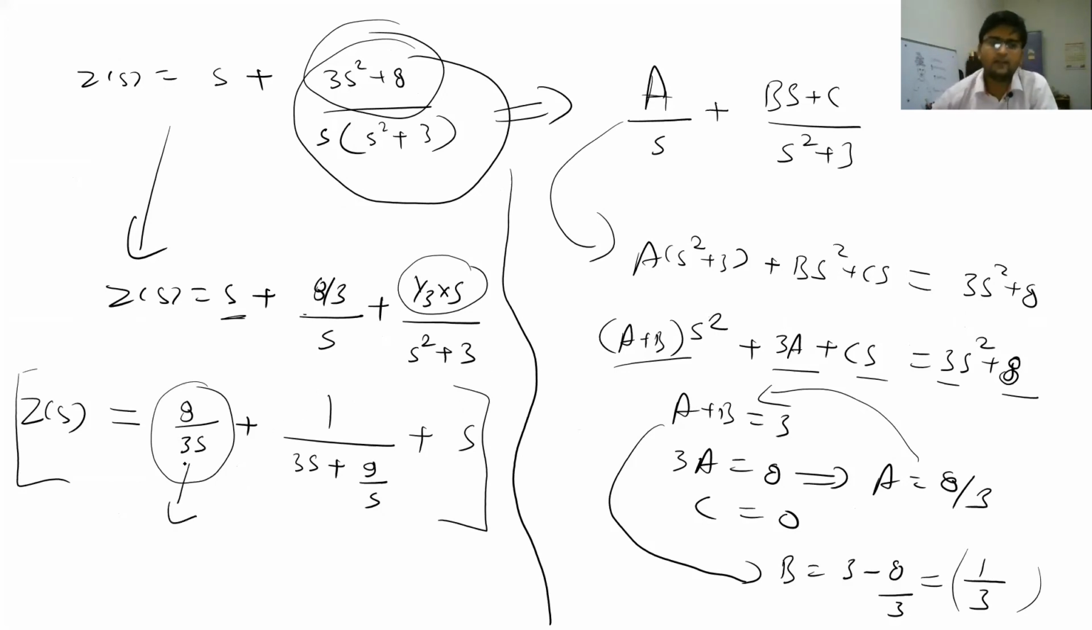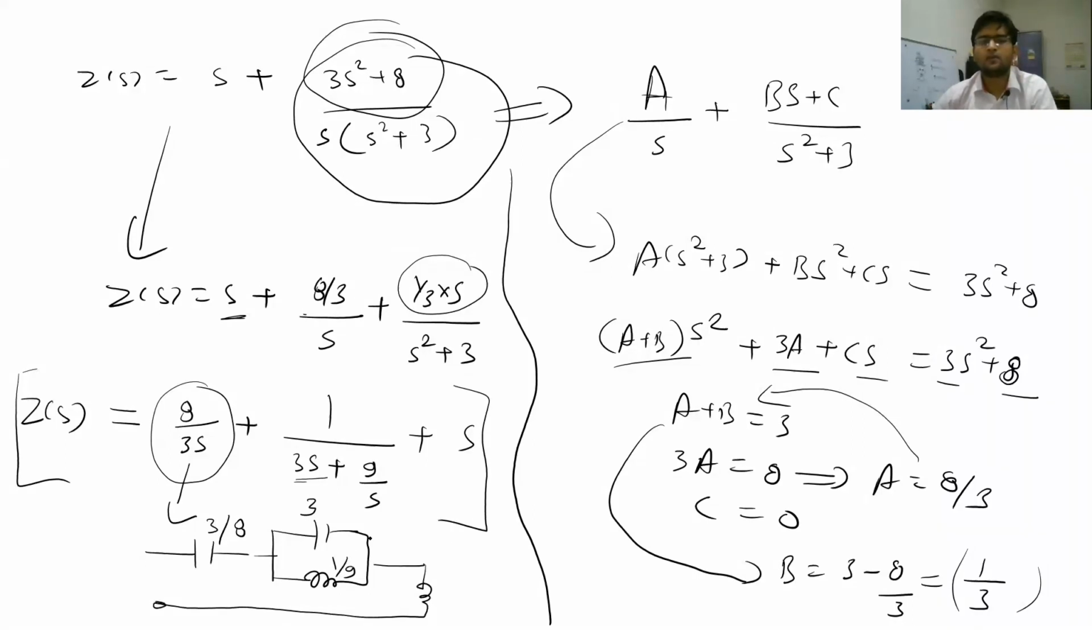So we have a capacitor whose value is 3 upon 8, and then we have a parallel combination of a capacitor and an inductor. Since this is an admittance function, this represents a capacitor whose value is 3, and this represents an inductor whose value is 1 by 9. And finally we have an inductor whose value is 1 Henry. So this is 3 by 8 farad, 3 farad, 1 by 9 Henry. So this is our impedance function Z(s).